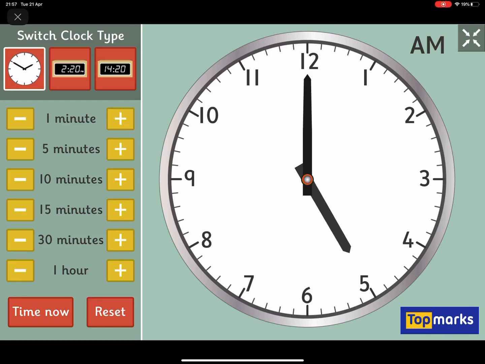Okay, let me know how you did these. You don't need to send me the answers in, but let me know in Teams how you found it, if you found that too easy or if you found that quite tricky. Let me know. And tomorrow we'll go on to quarter past and quarter to.